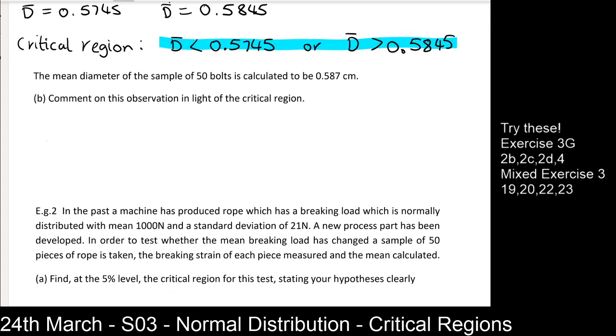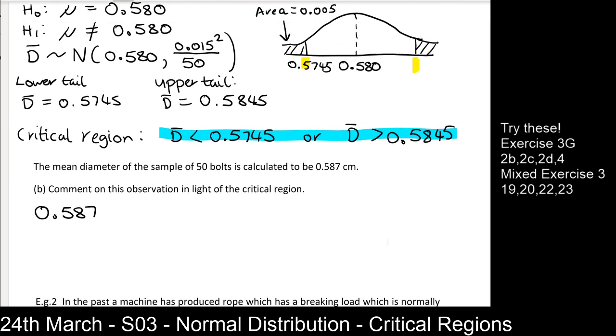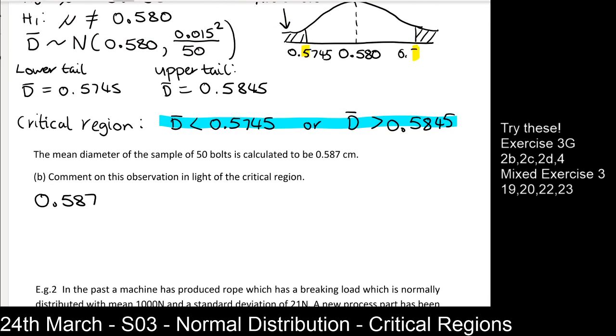So let's have a look at part B. The mean diameter of a sample of 50 bolts is calculated to be 0.587. Comment on this observation in light of the critical region. So what we can say is, 0.587, if I go back to my diagram here, let's put in that upper tail. Now we can see 0.587 will lie somewhere up here. This will lie in the critical region.